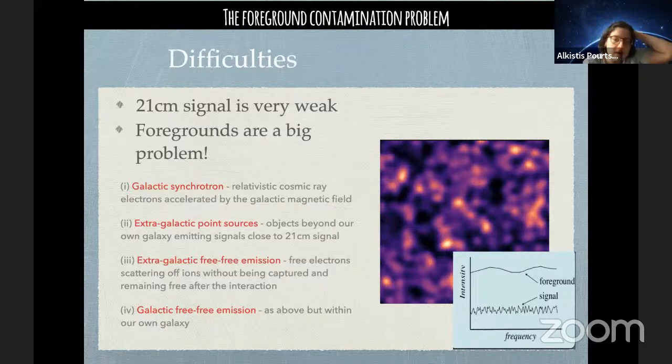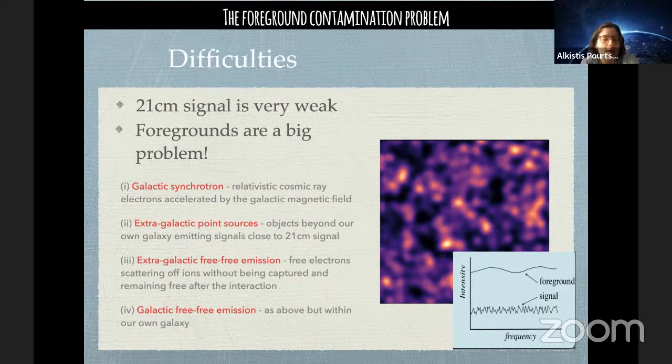These foregrounds, again, I don't have to introduce to this audience, and people have already talked about them. They are mainly galactic synchrotron, extragalactic point sources, extragalactic free-free emission, and galactic free-free emission. The biggest problem is probably the interplay between some of these foregrounds and the instrument, which can distort their spectral smoothness and make their removal more difficult.